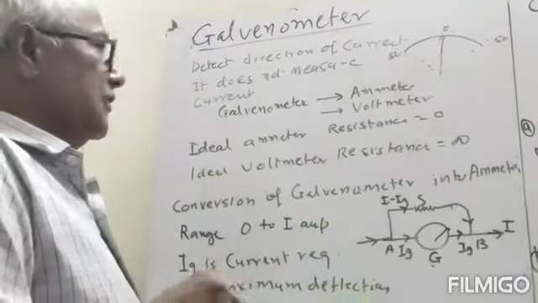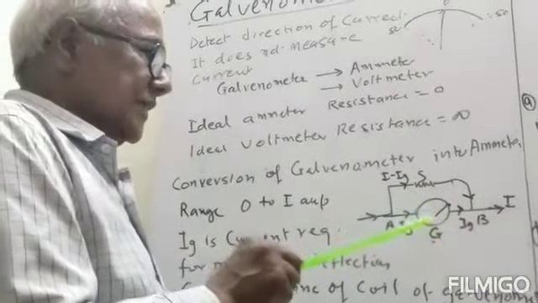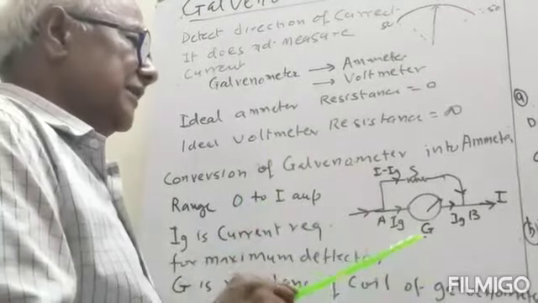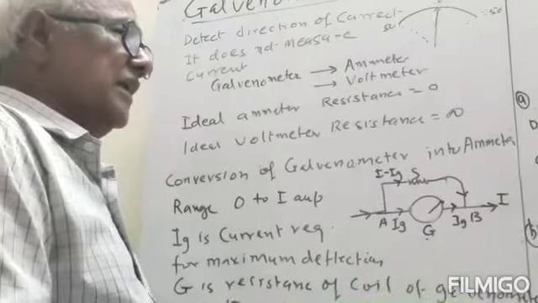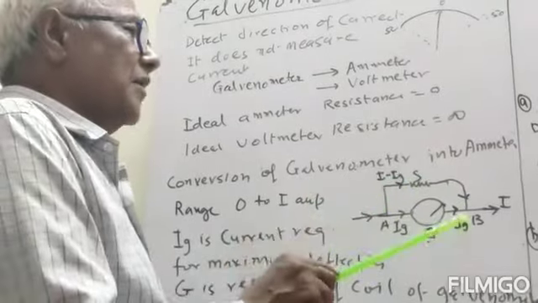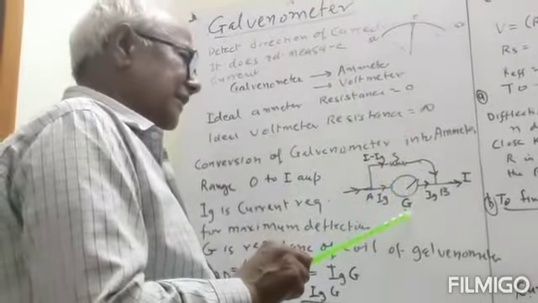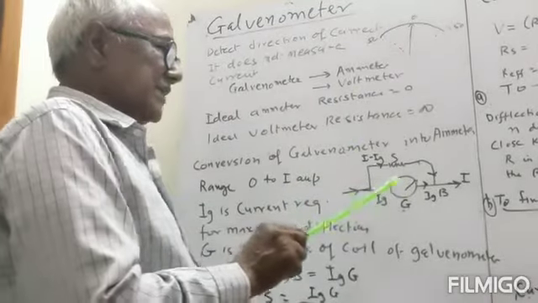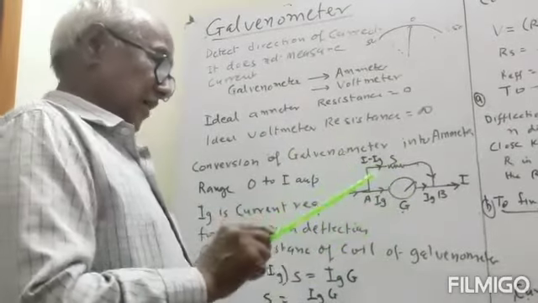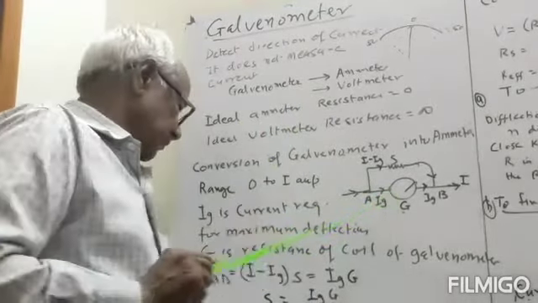G is the resistance of the galvanometer. Capital G is the resistance. Where is the resistance of galvanometer? The resistance of galvanometer is the resistance of the coil. This resistance of the galvanometer is not connected in series or in parallel, but it is the resistance of the coil. So the capital G is neither connected in series with the galvanometer nor connected parallel to the galvanometer, but it is the resistance of the coil of the galvanometer.